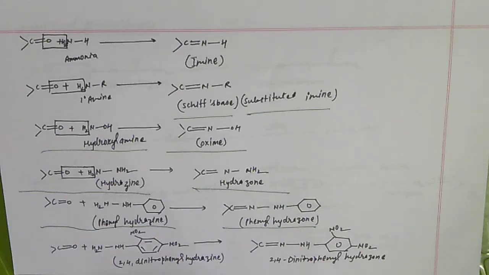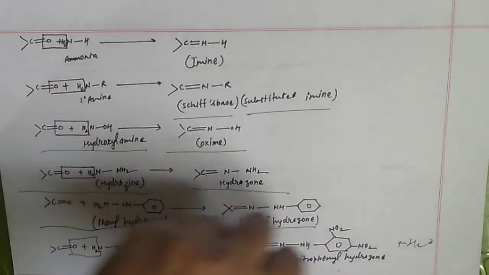Why is this 'ene' converting into 'zone'? Because there is a decrease in the number of hydrogen atoms. Now if you are taking the carbonyl compound and treating it with 2,4-dinitrophenylhydrazine, there will be the loss of a water molecule: the oxygen of the carbonyl compound and hydrogen from the hydrazine will go out, so it will give the product by the loss of the water molecule, and the name will be 2,4-dinitrophenylhydrazone.